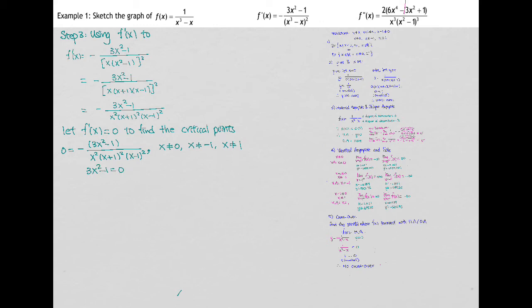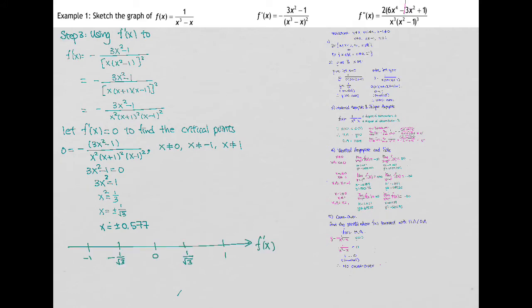Let's isolate for x squared, so 3x squared equals 1, divided by 3 on both sides, x squared equals 1 over 3. In order to get rid of the square, we have to take the square root, so x equals positive or negative 1 over root 3, which is approximately positive or negative 0.577.